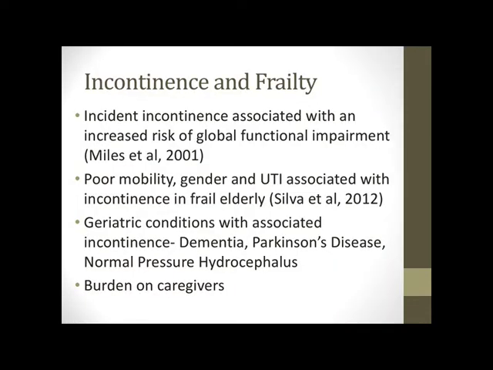So what does frailty mean when we talk about incontinence? Unfortunately, there's very little work in incontinence done in the very frail. There are very few studies out there including patients who are in their 90s who are very frail, although many of them do have incontinence. But we do know that incident incontinence is associated with increased risk of global functional impairment. We know that incontinence is associated with other factors such as poor mobility, female gender, and developing urinary tract infections. And we know that many of the geriatric conditions that we're seeing every day are associated with incontinence. So for example, dementia.